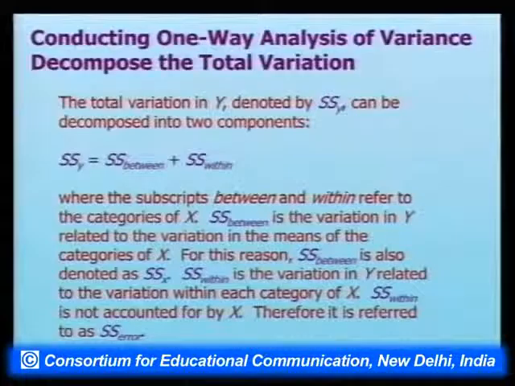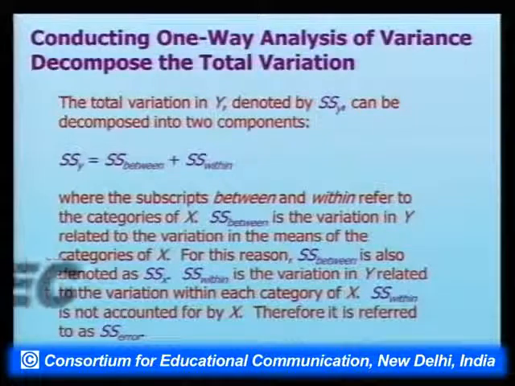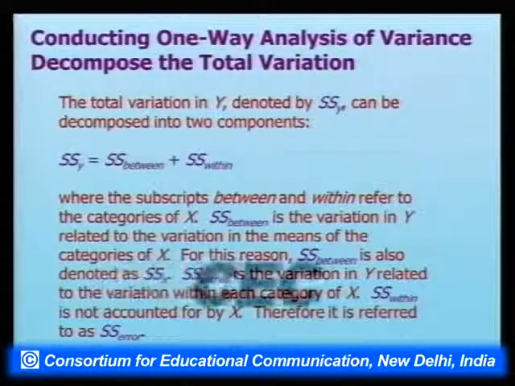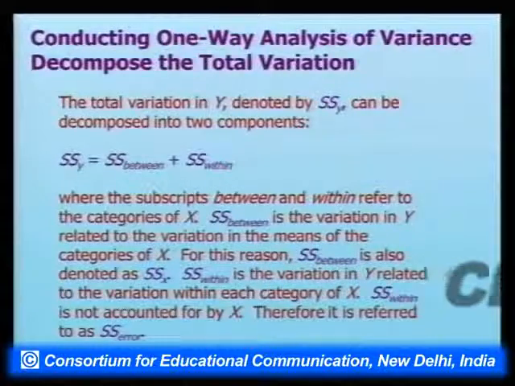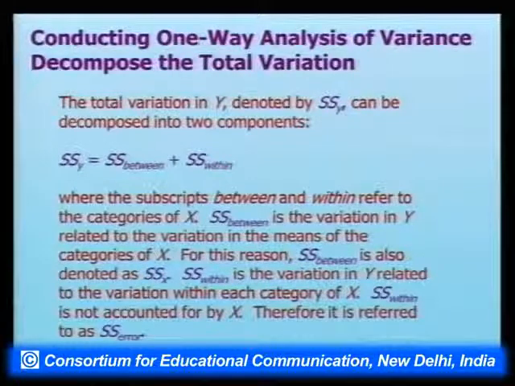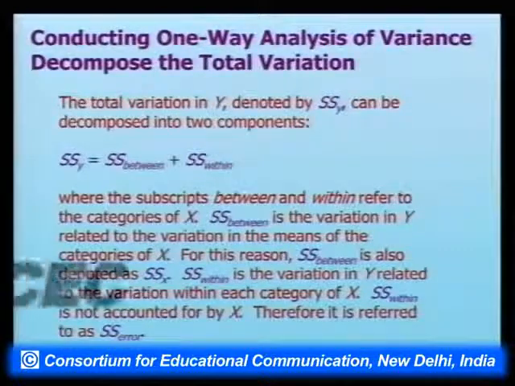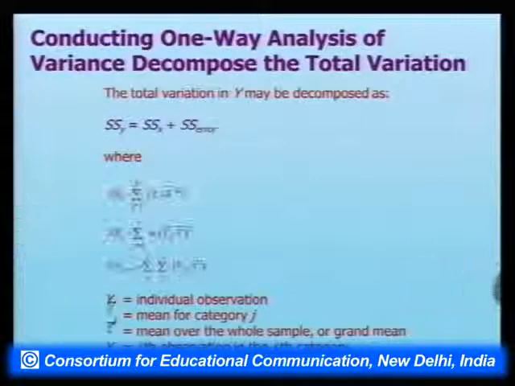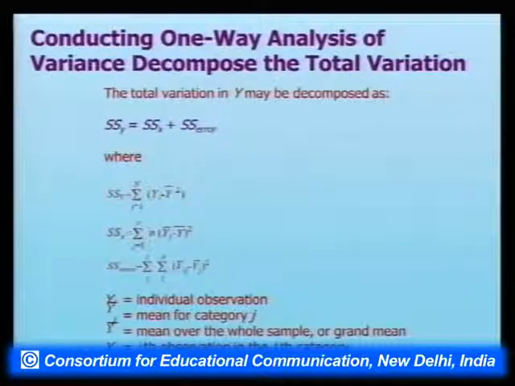Also, SS within is the variation in Y related to the variation within each category of X and is not accounted for by X. So it is also referred to as SS error. So SS within is referred to as SS error, and SS between is also referred to as SSX. So this becomes the equation.